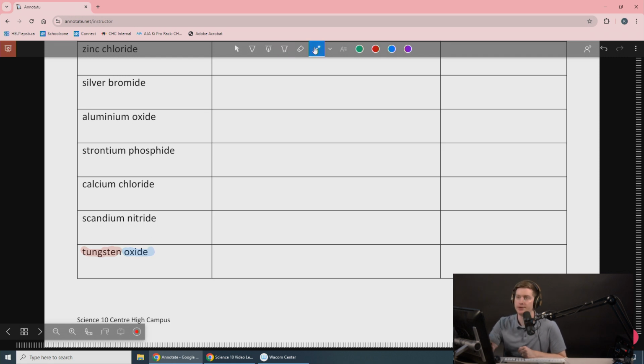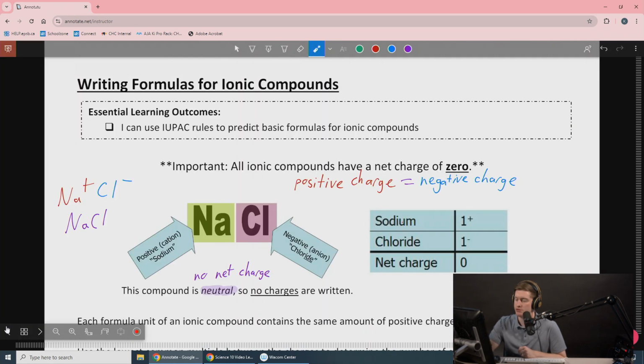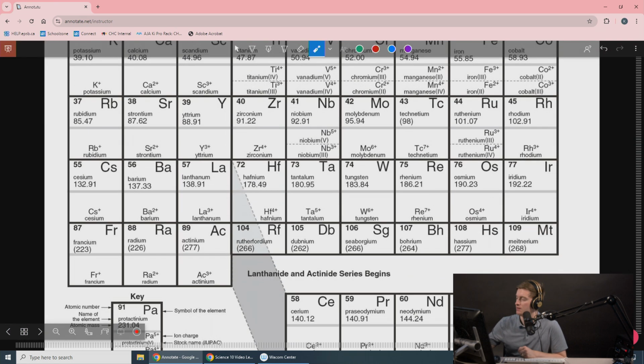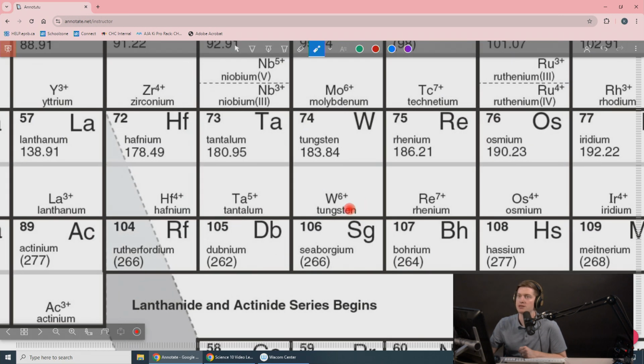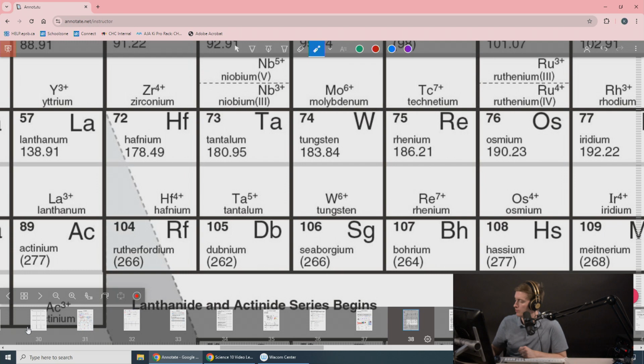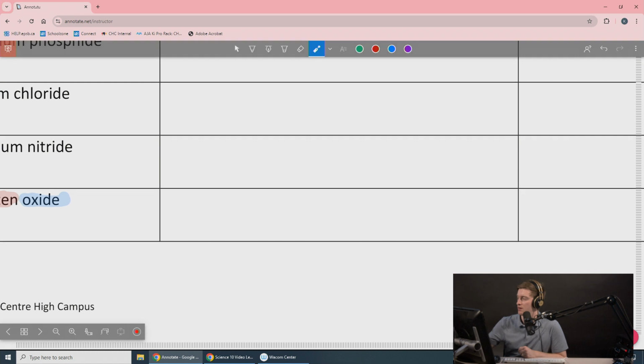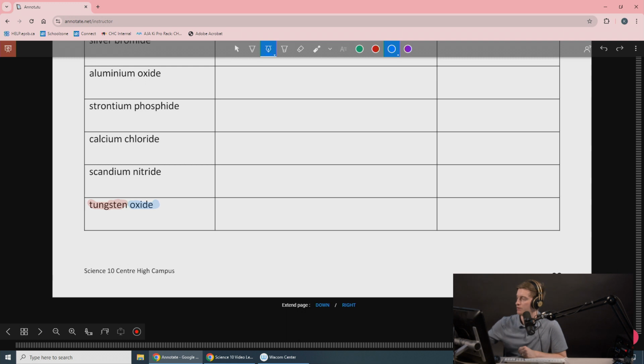Tungsten might take a little while to find on the periodic table because you might think that it starts with a T, but like so many elements, it doesn't start with the letter that starts the English name of it. Tungsten, the symbol is W. The tungsten ion is W6+, number 74 on your periodic table. And so when we write tungsten oxide, our cation is going to be W6+, and our anion is going to be O2-.